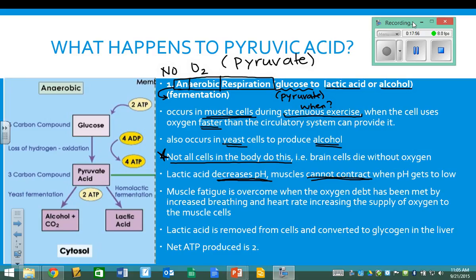How do I overcome muscle fatigue? When the oxygen debt, that means the oxygen that I wanted that my circulatory system couldn't provide, when I finally breathe hard enough, when my heart beats fast enough to bring the amount of oxygen necessary to all of my muscle cells, so there's increased breathing, increased heart rate. Those are two important things because those are the physiological signs.